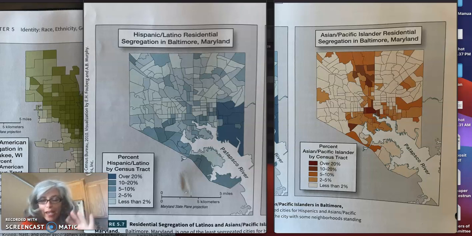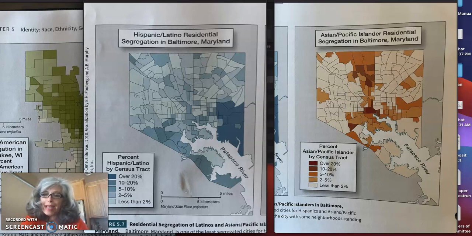I don't know what page it's on for you, since you can have a variety of different editions of the textbook, but you are looking at two maps of Baltimore, Maryland. So Baltimore has a long history of Asian Pacific Islanders. That's an ethnic group that lives in the city, and also Hispanic populations.